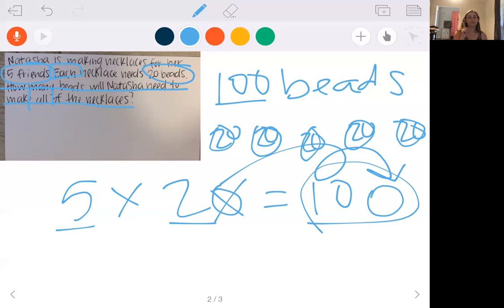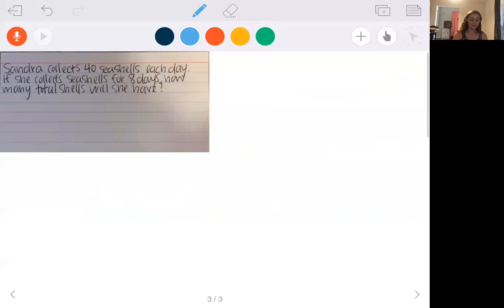All right, let's move on to our very last example. This one's probably going to be the hardest one of all, but you guys are super smart, and I know you can do it. It says that Sandra collects 40 seashells each day. Man, Sandra must be on a roll. If she collects seashells for 8 days, how many total shells will she have?